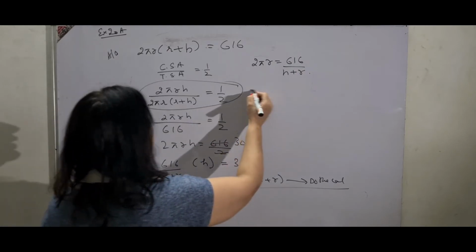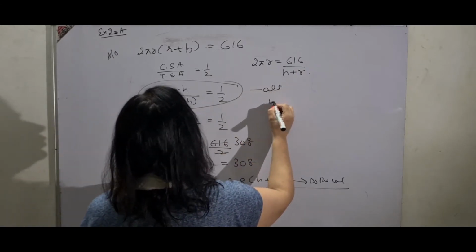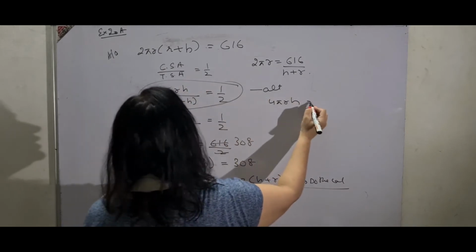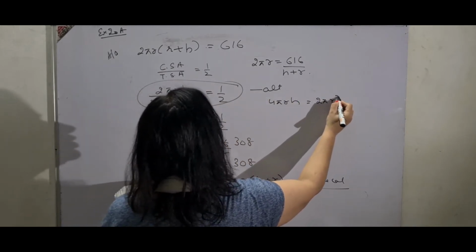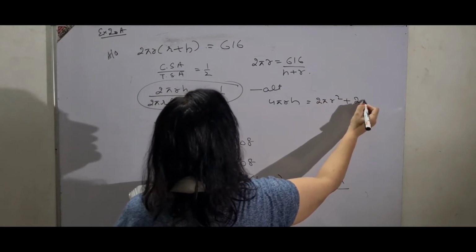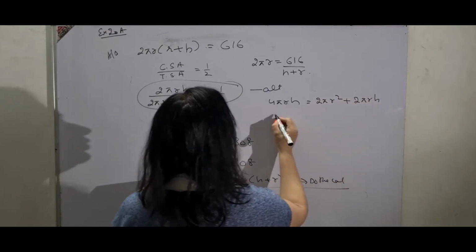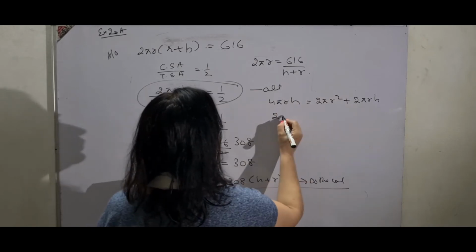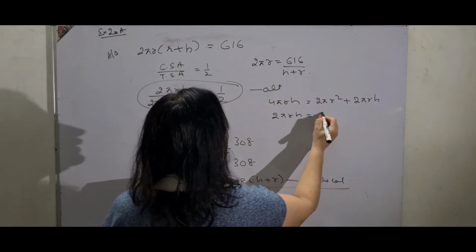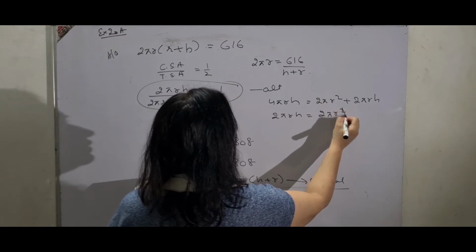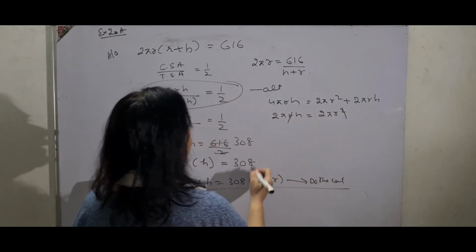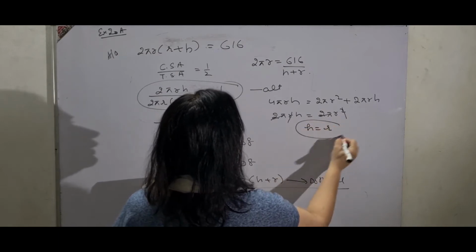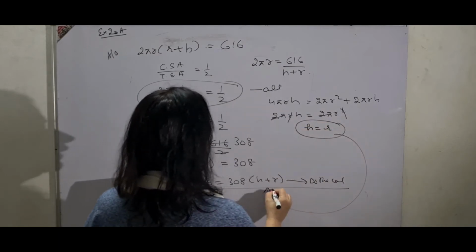One more method, an alternative method, if you want to do it, is 4 pi r h, cross multiply. 4 pi r h is equal to 2 pi r square plus 2 pi r h. See, it's more simple if you want to go for this. Take to the left hand side, 4 pi r h minus 2 pi r h is 2 pi r h is equal to 2 pi r square. So r cancels and again 2 pi cancels, so you have got h is equal to r. Substitute, you will get your required answer.